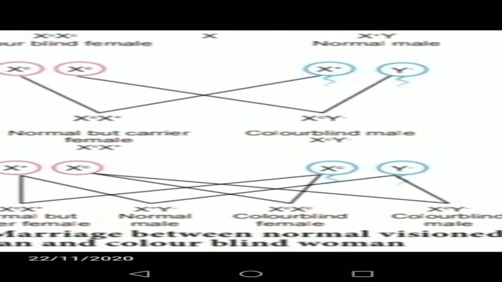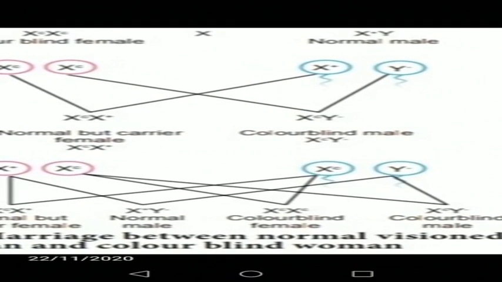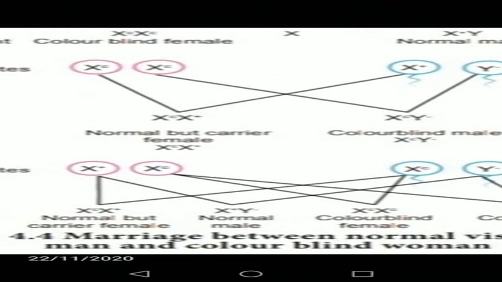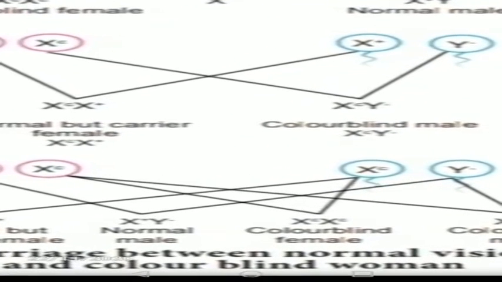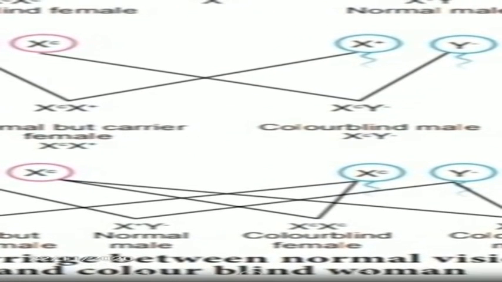Here what it shows is, if a color blind woman XcXc marries a normal vision male, X+Y, all F1 sons will be color blind. All F1 sons will be color blind, that's what they say here.